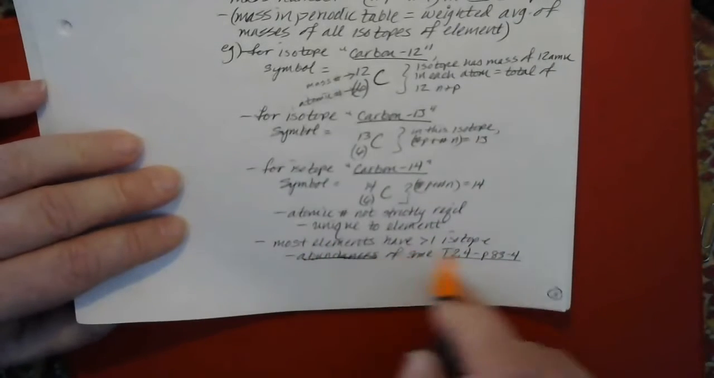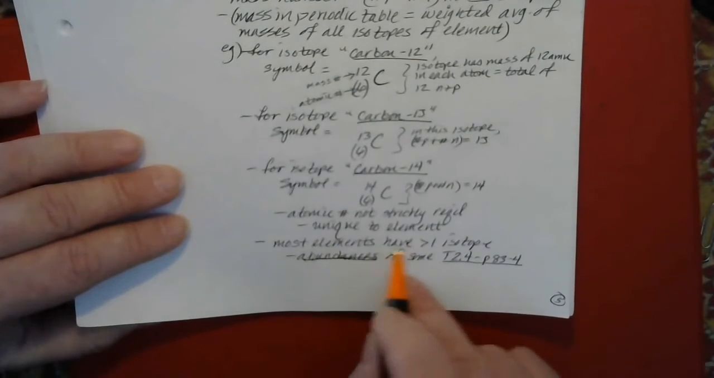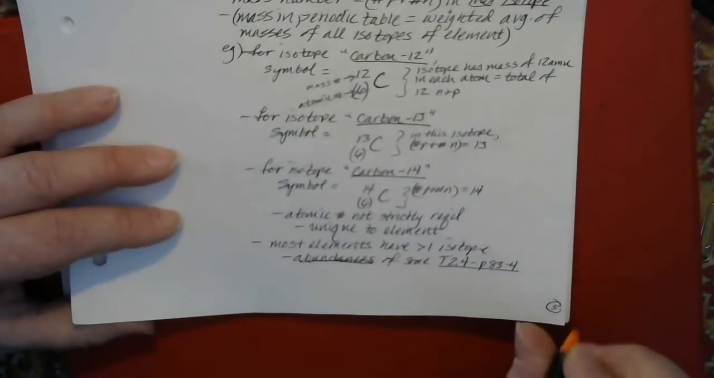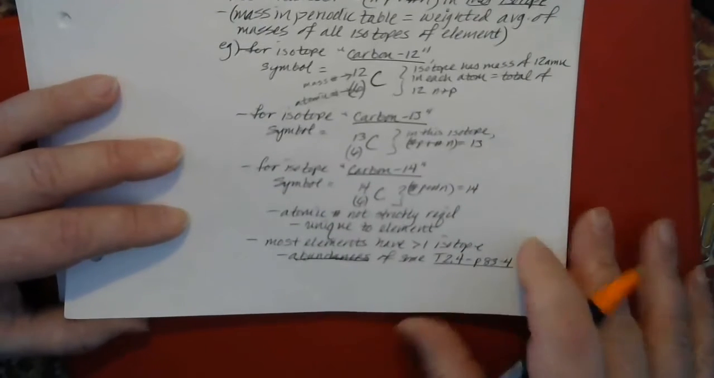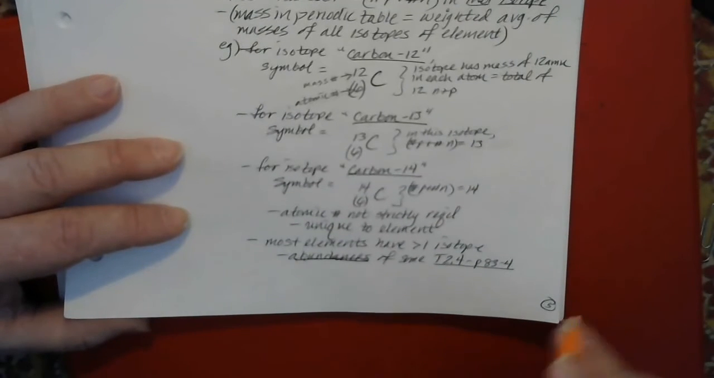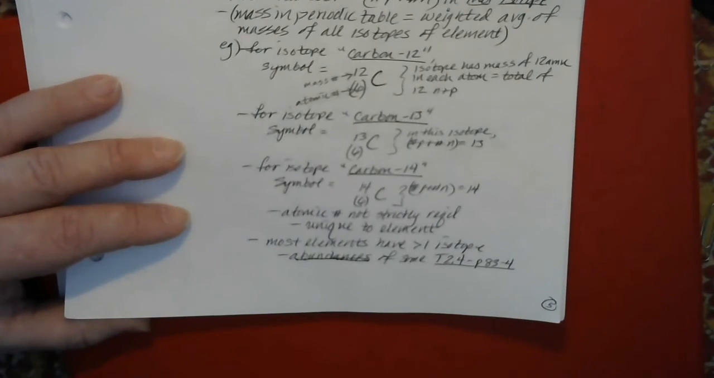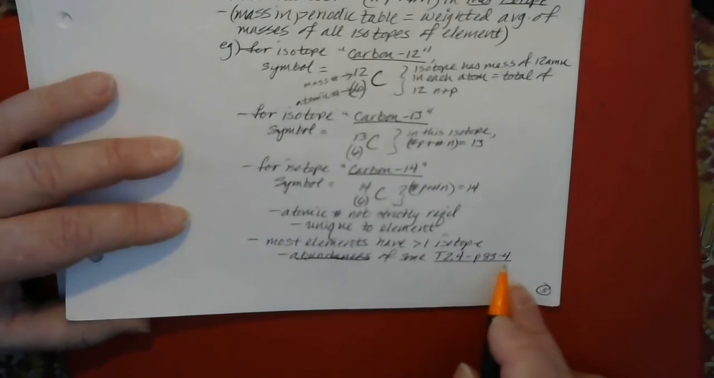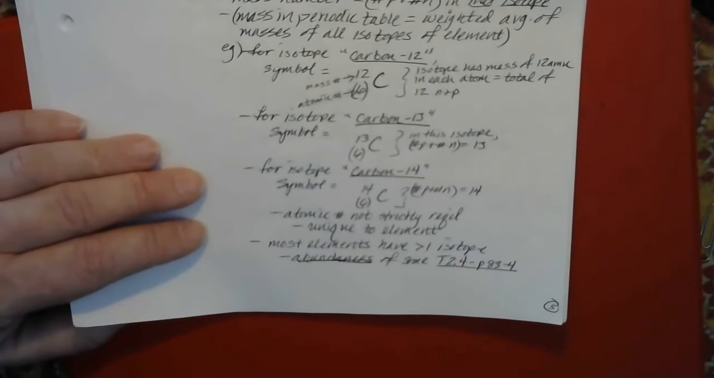And as I've mentioned before, just to emphasize, most elements have more than one isotope. There are really only a very few elements that have only one isotope. And the identities and abundances of some of those isotopes are given in the table on pages 83 to 84 in the textbook. And you can look that over just to see, oh yeah, there really are more than one isotope for most elements.